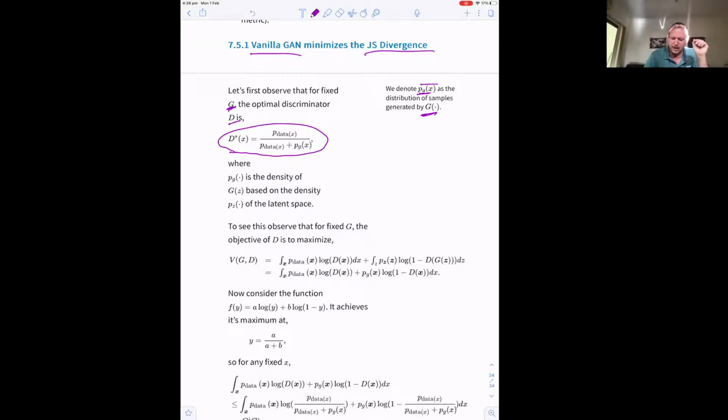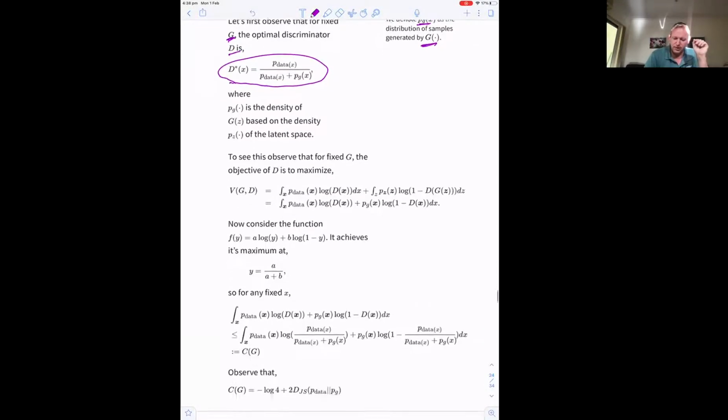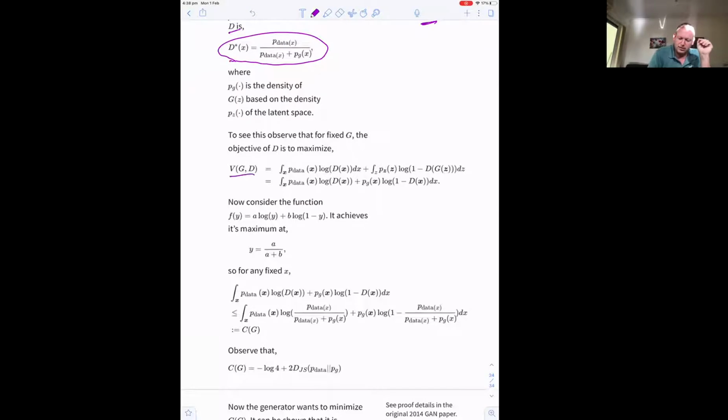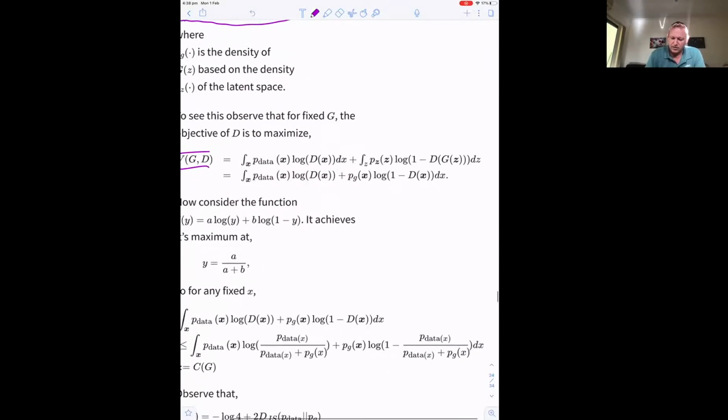Okay, and to see this is actually not so hard. What you need to do is look at the value function. The value function is an integral over all of the data samples X with respect to the probability distribution of the data. That was this expectation of the log of D of X. And this is an integral with respect to the probability distribution of the noise. Okay, that was the second expectation. These were the two terms of the vanilla GAN.